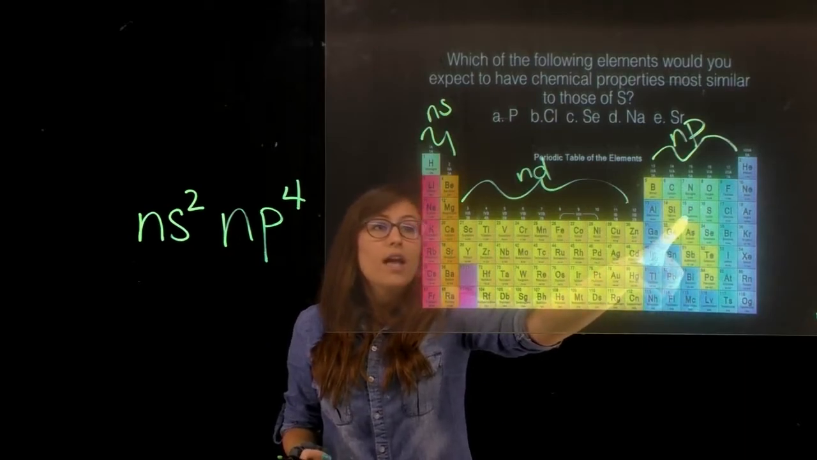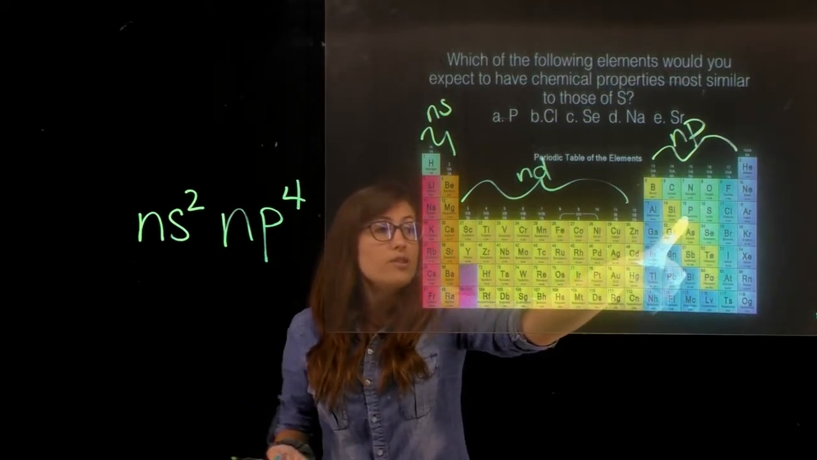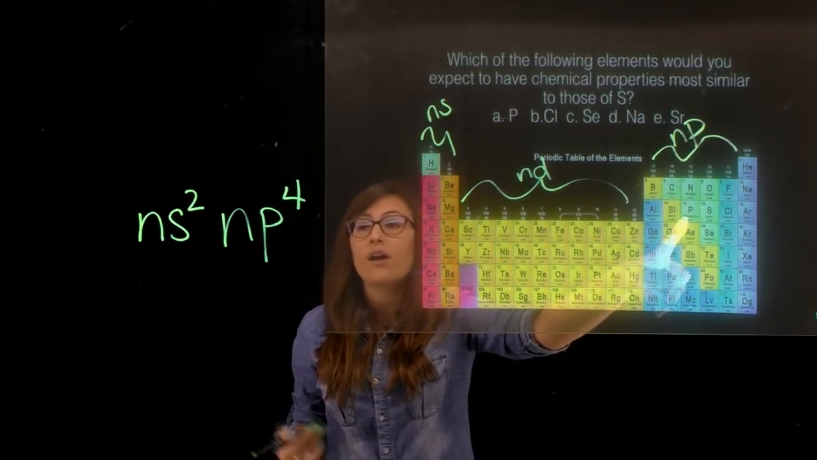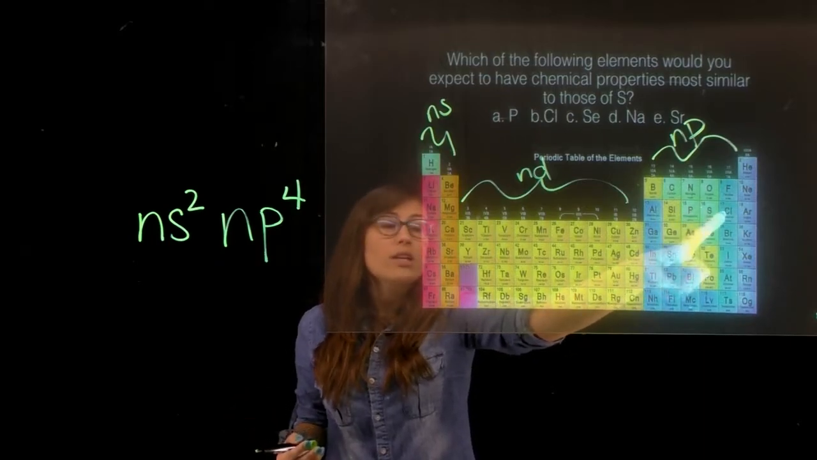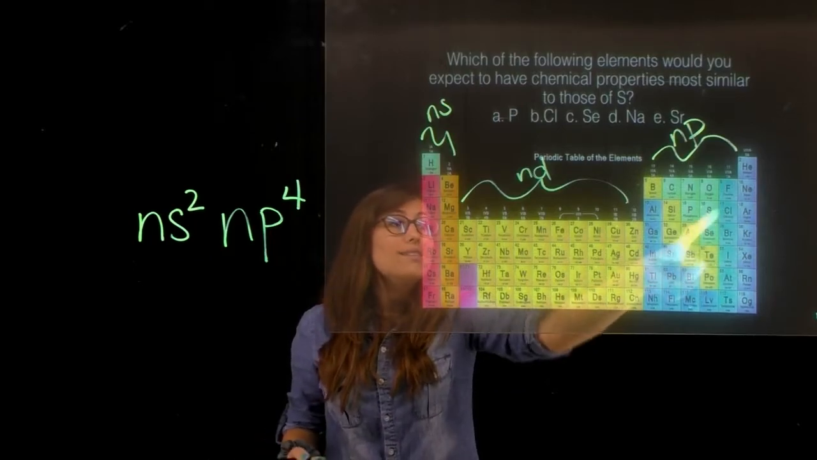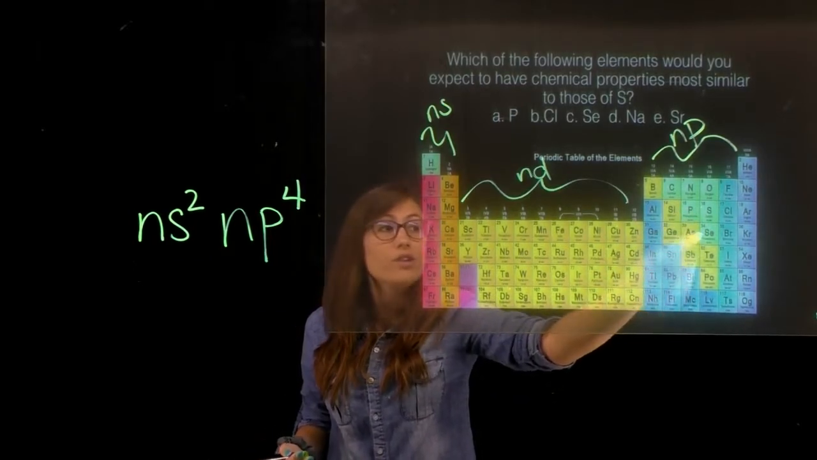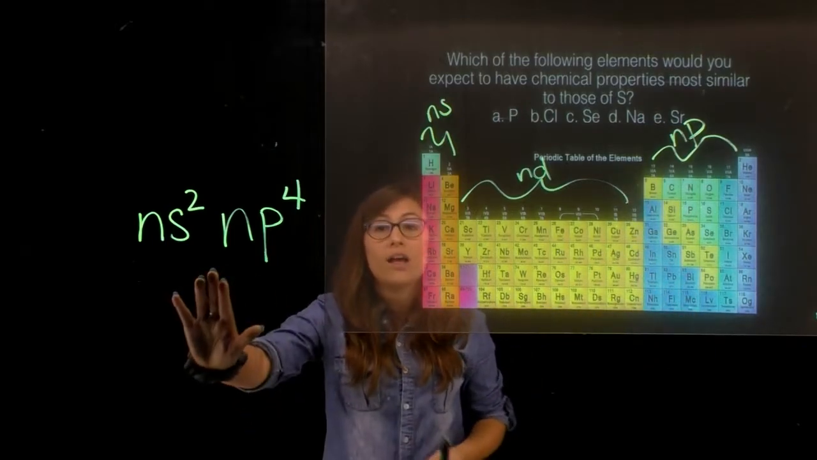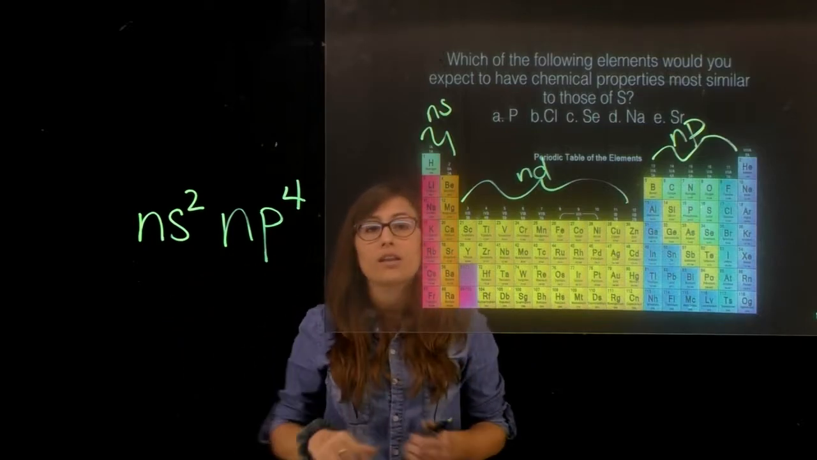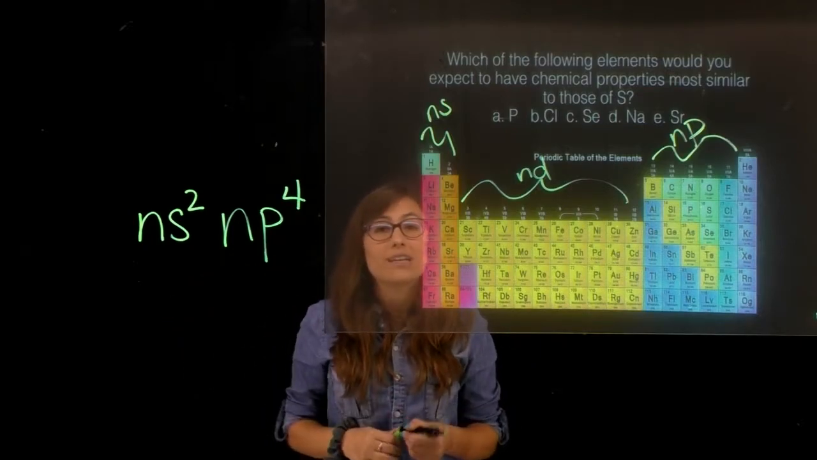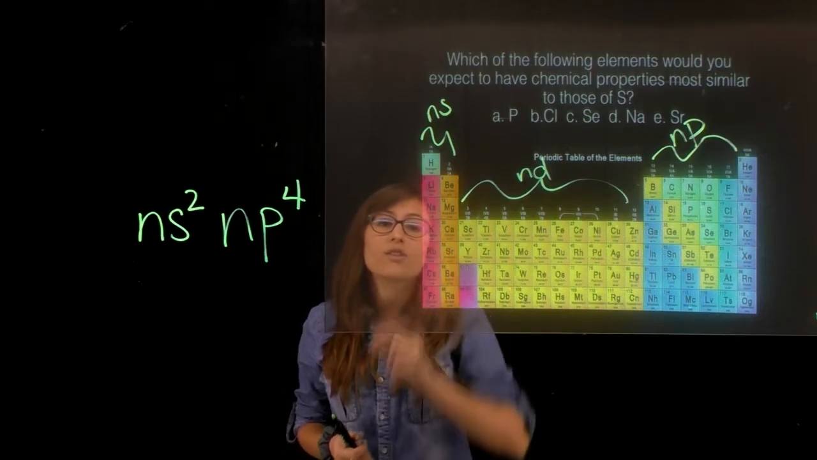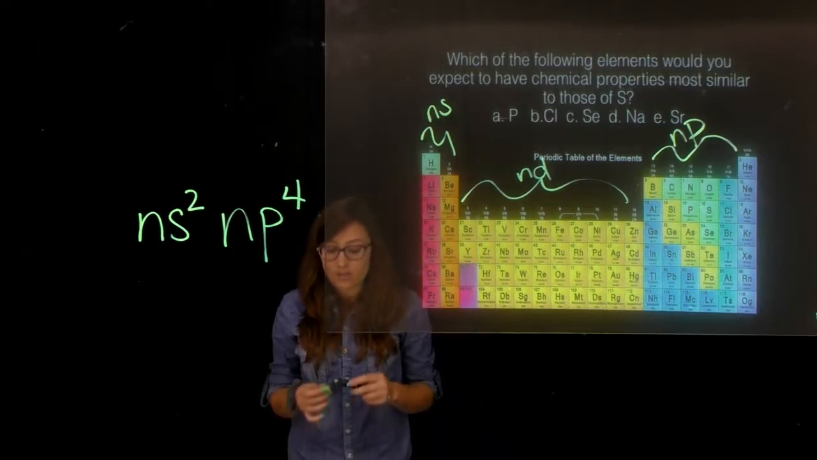Well, phosphorus has valence electrons that are associated to ns2, np3, which is not the same as the valence electrons for that of sulfur. Chlorine is ns2, np5, so not the same valence electrons. Selenium is located right under sulfur. It's located in the same group, so it will have the same valence electrons as sulfur. Sodium is located in the very first group, which will be just ns1 valence electrons, and strontium is located in the second group, which will have valence electrons of ns2.